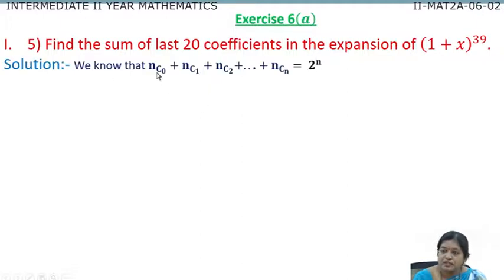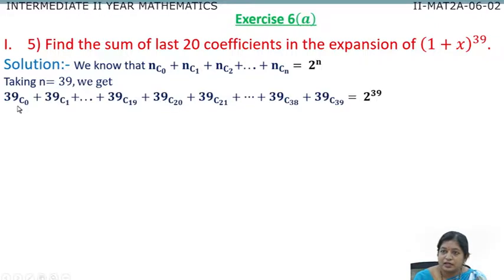We know that nC0 + nC1 + nC2 and so on up to nCn is equal to 2^n, as we have just seen. So, taking here the n value 39, we get 39C0 + 39C1 + so on up to 39C39. The n value we have substituted as 39 everywhere, is equal to 2^39.